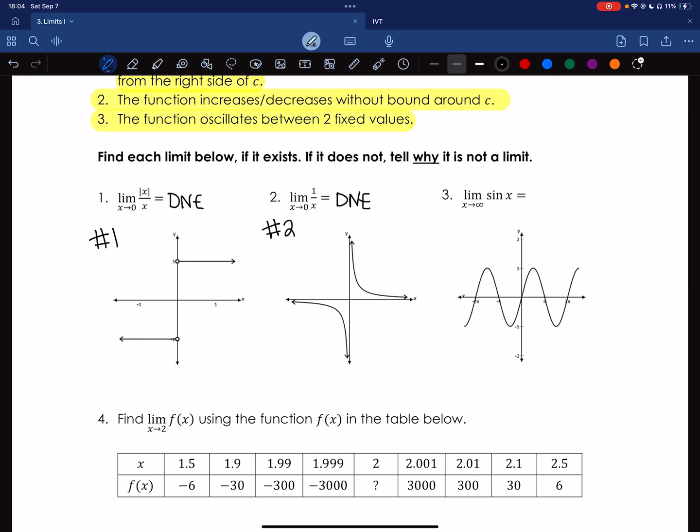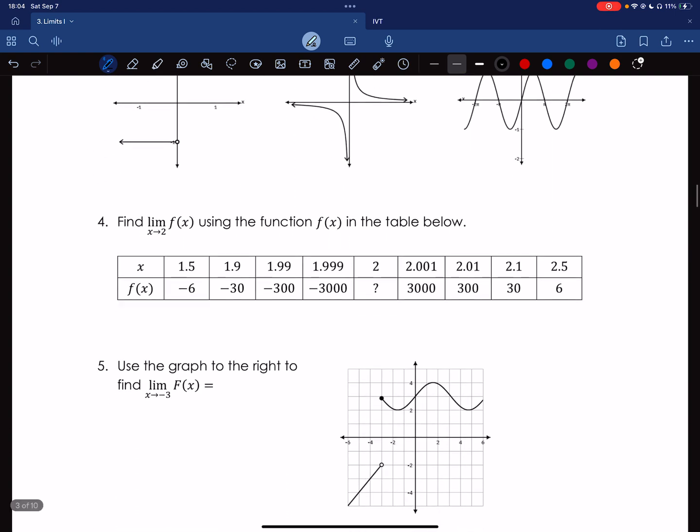The next one, the limit as x approaches infinity of sine x. This does not exist because it is oscillating between two values. As we go towards infinity, it's always going to bounce between 1 and negative 1. So that would be option number 3.